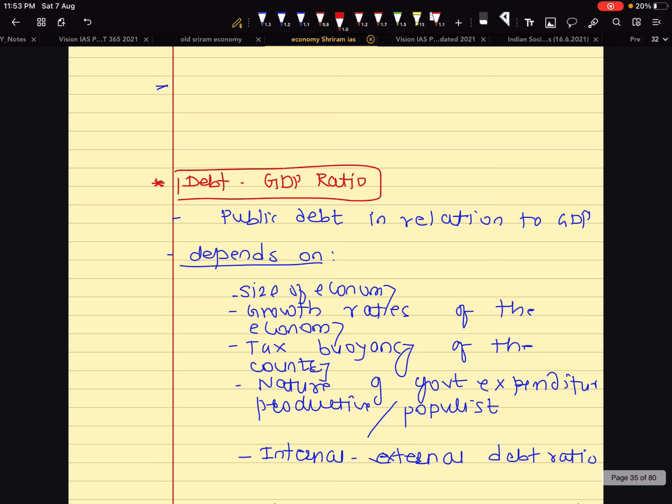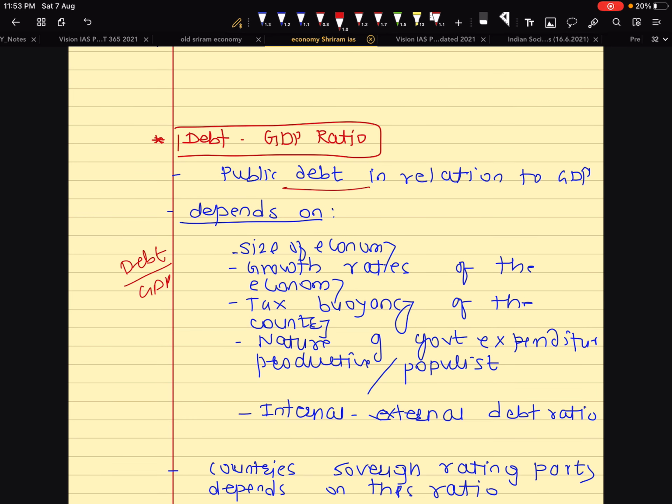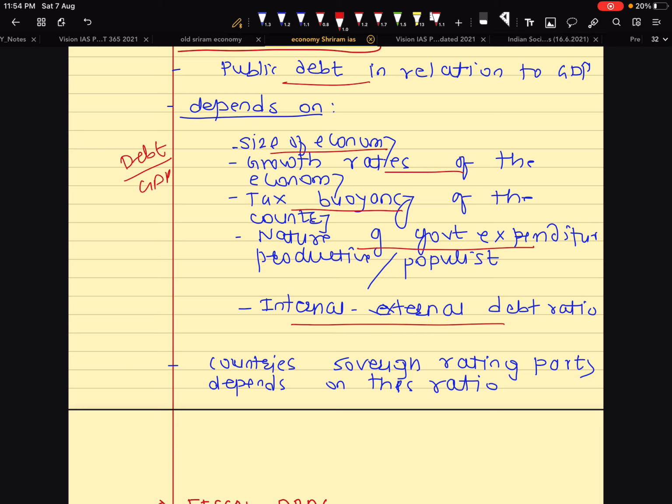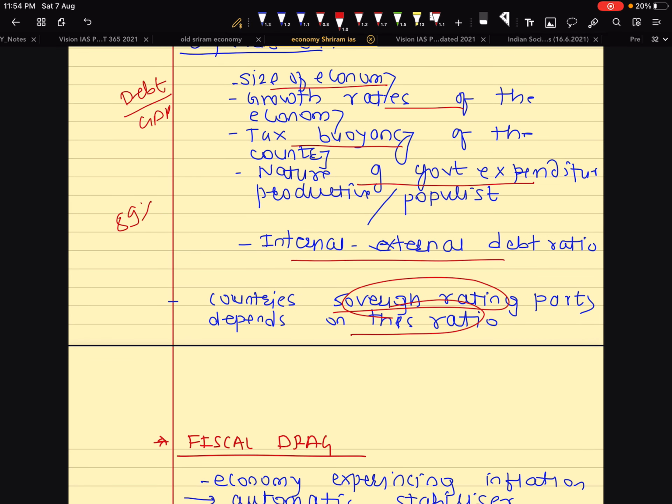Then what is meant by debt to GDP ratio? Public debt in relation to GDP is called the debt to GDP ratio. It depends on various factors like the size of the economy, the growth rate of the economy, tax buoyancy, the nature of government expenditure or populist schemes the government is launching, and the internal versus external debt ratio. A country's sovereign rating depends on this ratio, and I think it is now around 89%.